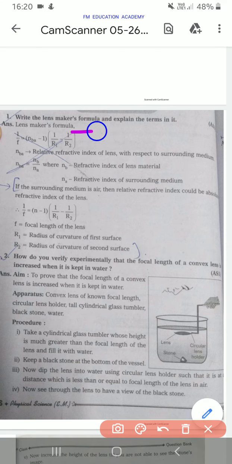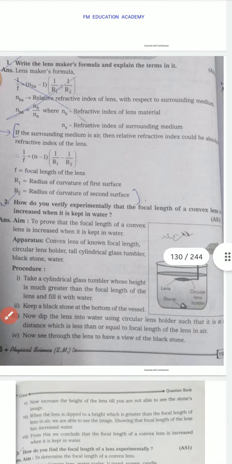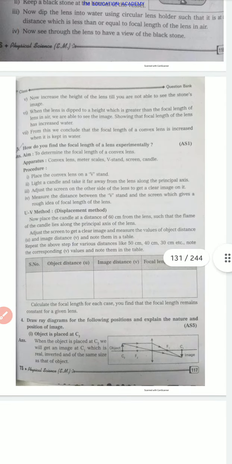Then you have the lens maker's formula, 1 by f is equal to n minus 1 into 1 by r1 minus 1 by r2. What are the terms? You remember this also, it can ask. Then there are activities, experimentally finding the focal length of a convex lens.